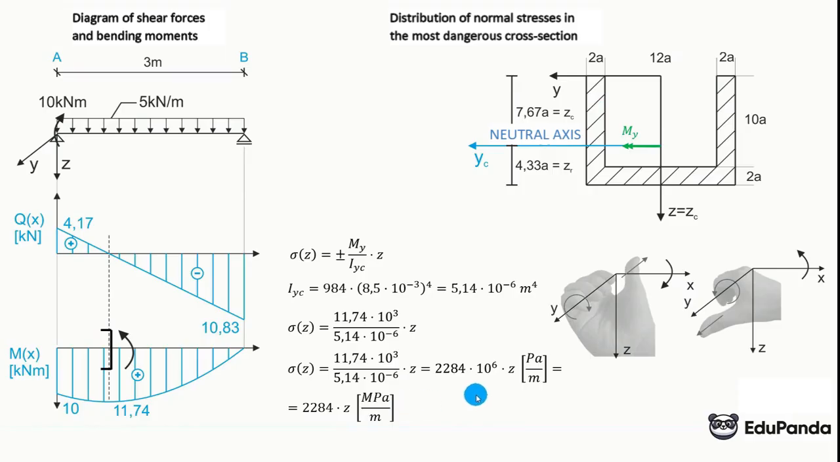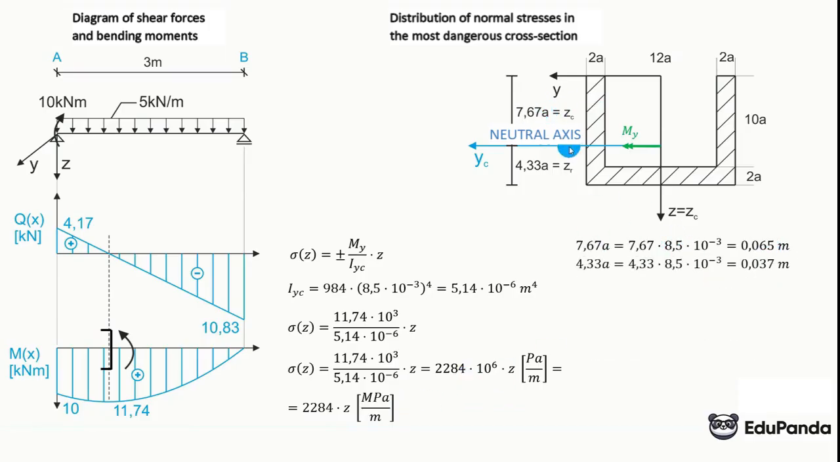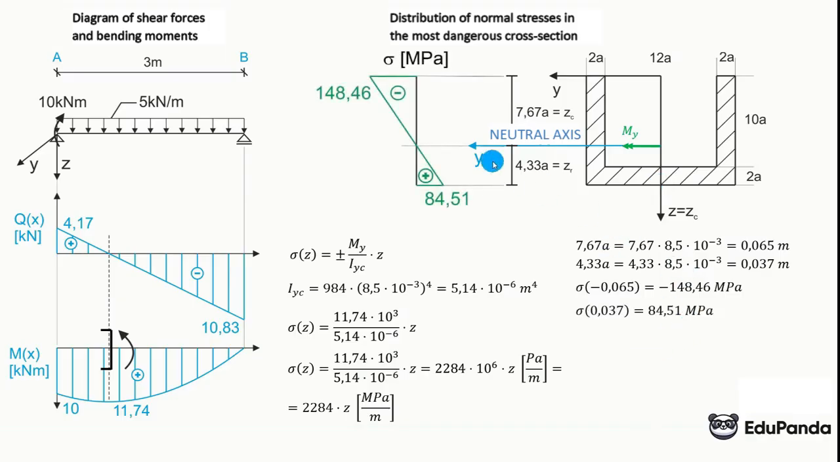And this 7.67 I will multiply by a here, which gives me 0.065 m. 4.33 I will multiply by a, which gives me 0.037 m. And I check at the top, meaning for the negative coordinate, I get minus 148.46 megapascals. And for the positive coordinate of the lower fibers, which are stretched, in this case 84.51. And as a reminder, normal stresses are 0 on the neutral axis. So here we connect, passing through 0 on the neutral axis. And we have drawn it and are done with the task.